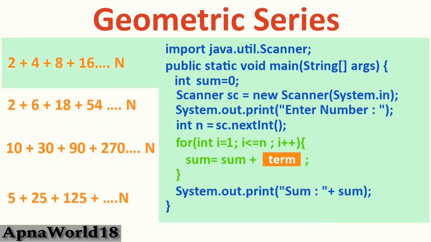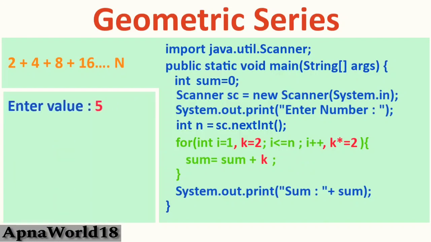Let's start with the first one. Here the starting number is 2 and the next number is obtained by multiplying the first number by 2. So in this case, we will assign k to 2, which is the initial number, and then what we do is k multiplied by 2 for every iteration. Now this will every time multiply the previous number by 2. Inside the loop, we will just add k to sum for each iteration.